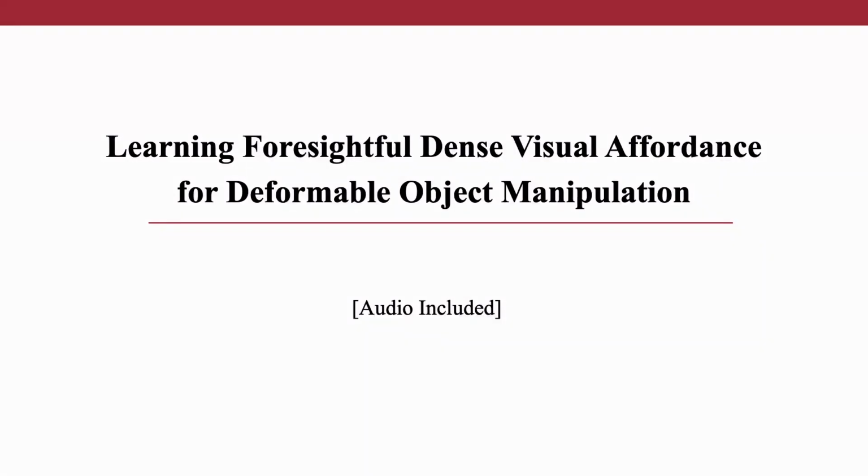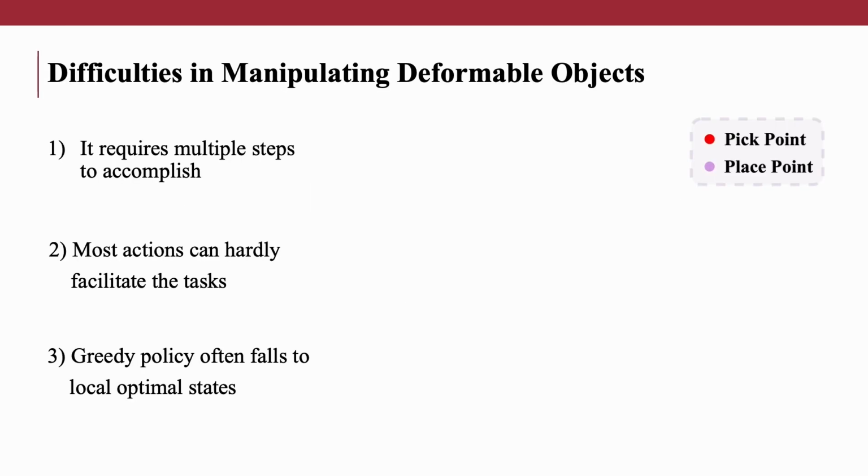This is the video for our paper, Learning Foresightful Dense Visual Affordance for Deformable Object Manipulation. Manipulating deformable objects is an important yet challenging problem in computer vision and robotics. The difficulties come from many aspects. Taking unfolding cloth as an example.